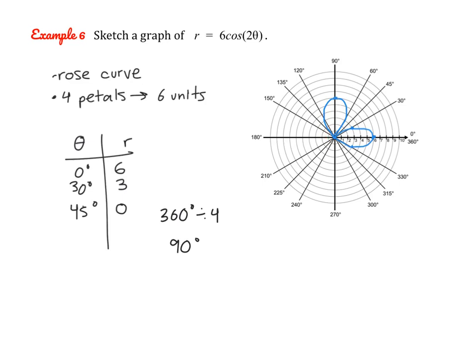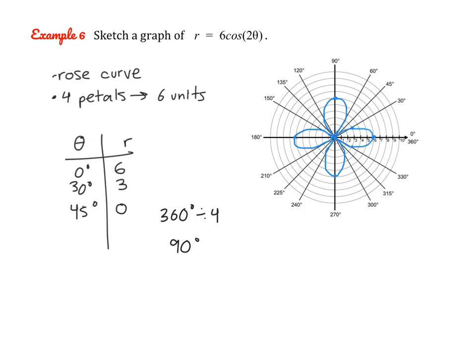We could find more exact coordinates if we needed to. And then I go 90 degrees from here, and I end up at 180. So we can go right to here. Here's our third petal. And then we go 90 degrees from there, leaving us at 270. So here's our last petal.